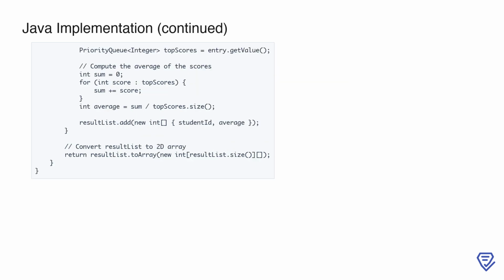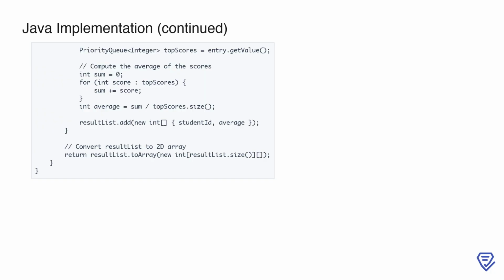Now, we calculate the average of the top 5 scores for each student. Using the tree map's entry set, we loop through each student ID and its corresponding priority queue of top scores. For every priority queue, we compute the sum of the scores it contains. Then, we divide this sum by the size of the priority queue, which is always 5 since we ensured that earlier. This gives us the average of the top 5 scores for that student.